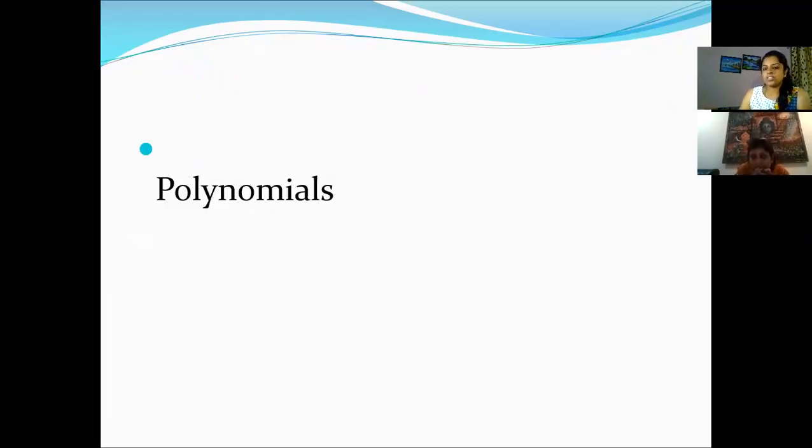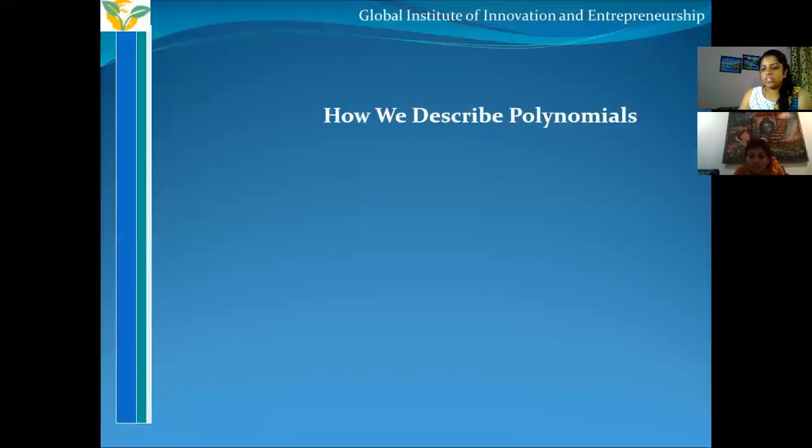Why do we have to study this concept of like terms and unlike terms? We have to study this because addition and subtraction in algebraic expressions is possible only if we know about like terms and unlike terms. So today let's start with the topic, what? Polynomials. So how do we describe polynomials?